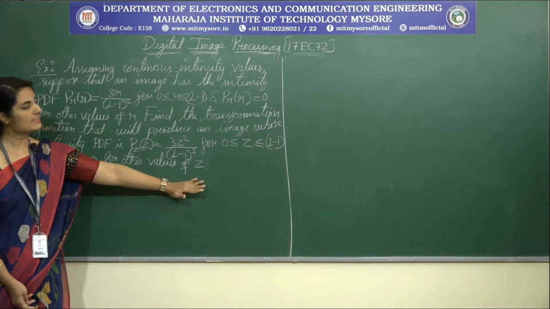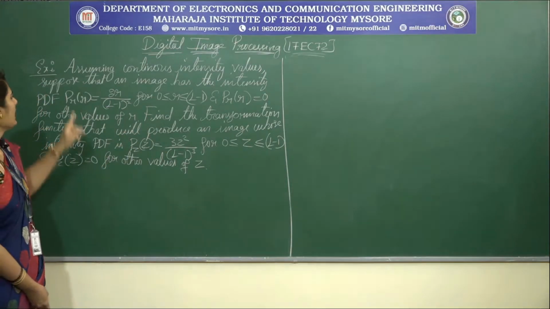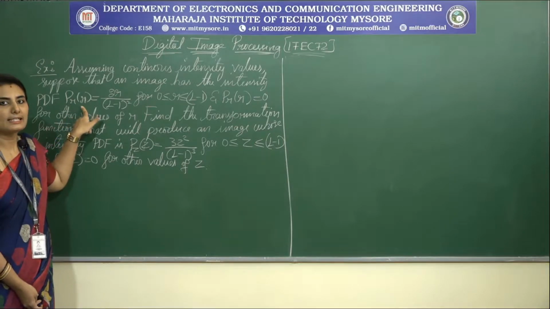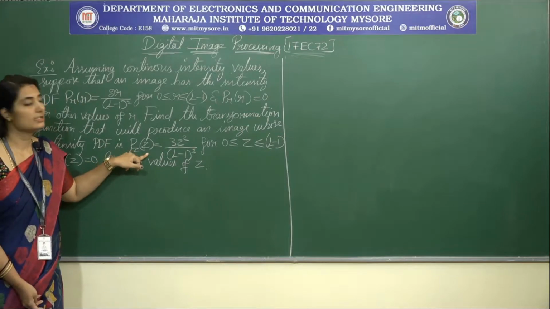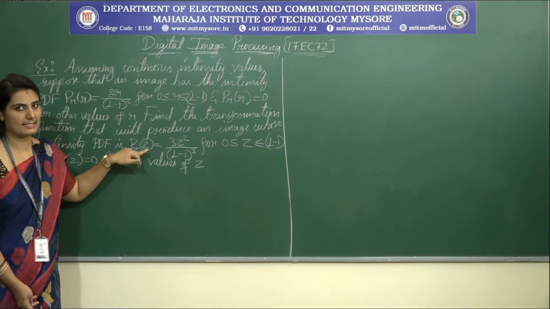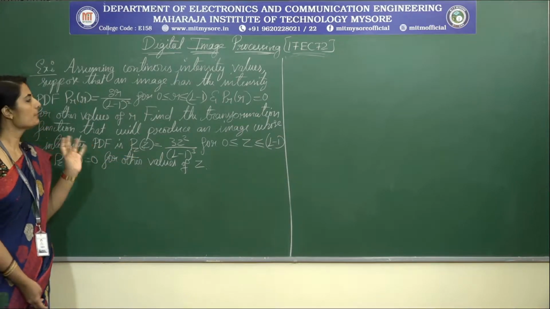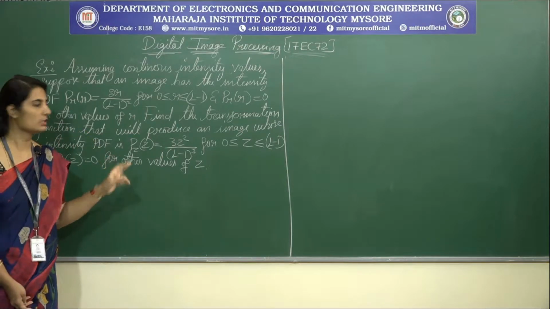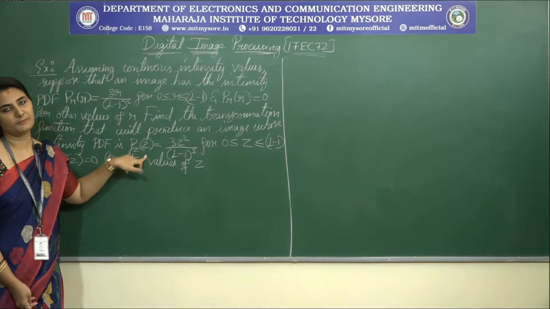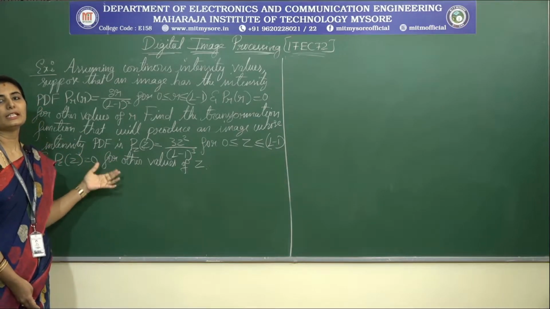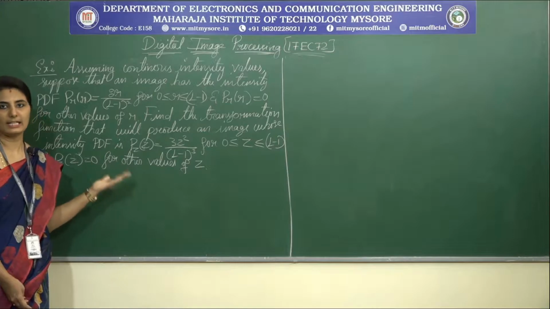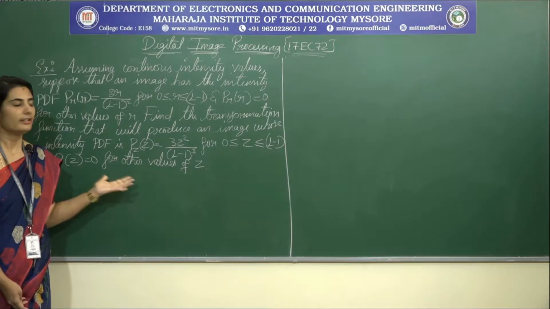So in this problem they have given the probability density function of the input image, okay, and they have given the specified probability density function. So you need to find out the transformation function that will produce this specified probability density function. This can be done with the help of expressions which I derived in my previous class, right?